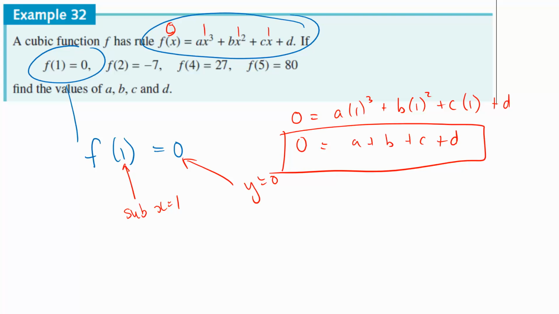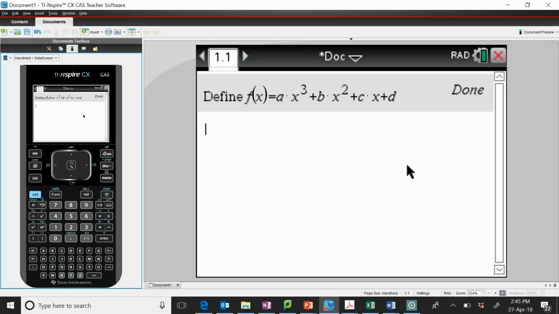Now you can do it all by hand if you want. That's going to take ages. What I'm trying to teach you to do is how to do it with a calculator. So how do you do this on a calculator? Instead of typing this entire equation, don't do that. Do this. The reason why you define is because now you're trying to solve.